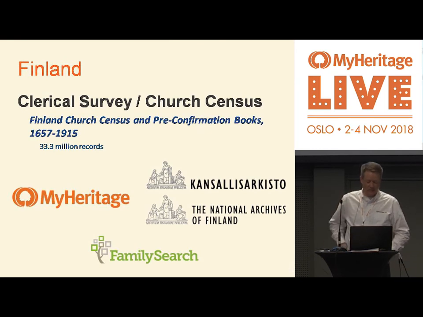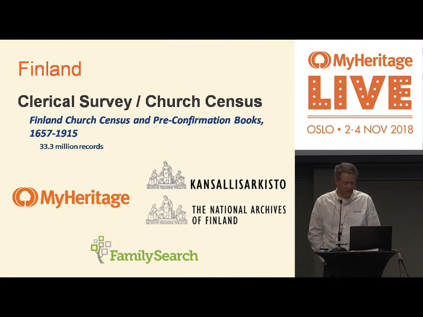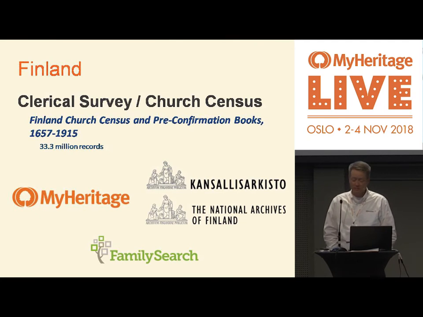Let me get the rest of my images here. So another project we did in conjunction with the National Archives of Finland is we approached them about doing, in Finnish, this collection has a number of different names and you can translate it a number of different ways. It's sometimes called the main and confirmation books. We decided to translate this as the Finland Church Census and Pre-Confirmation Books, 1657 to 1915, 33.3 million records.